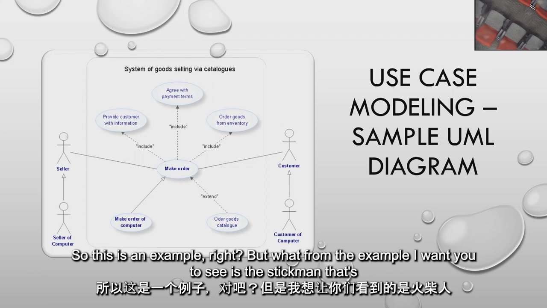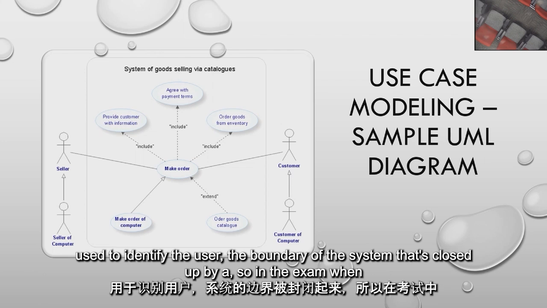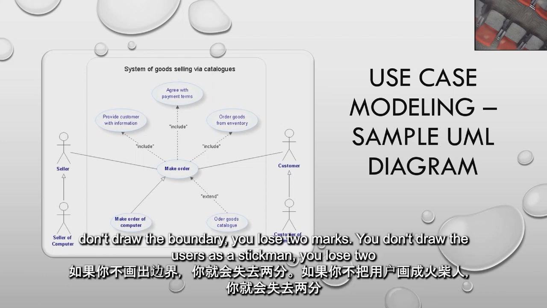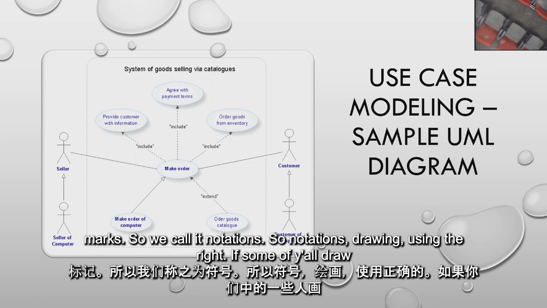But what from the example I want you to see is the stickman that's used to identify the user, and the boundary of the system that's closed up. So in the exam, when students don't draw this boundary, you don't get 2 marks. 2 marks is for that boundary. You don't draw the boundary, you lose 2 marks. You don't draw the users as a stickman, you lose 2 marks. So we call it notations.